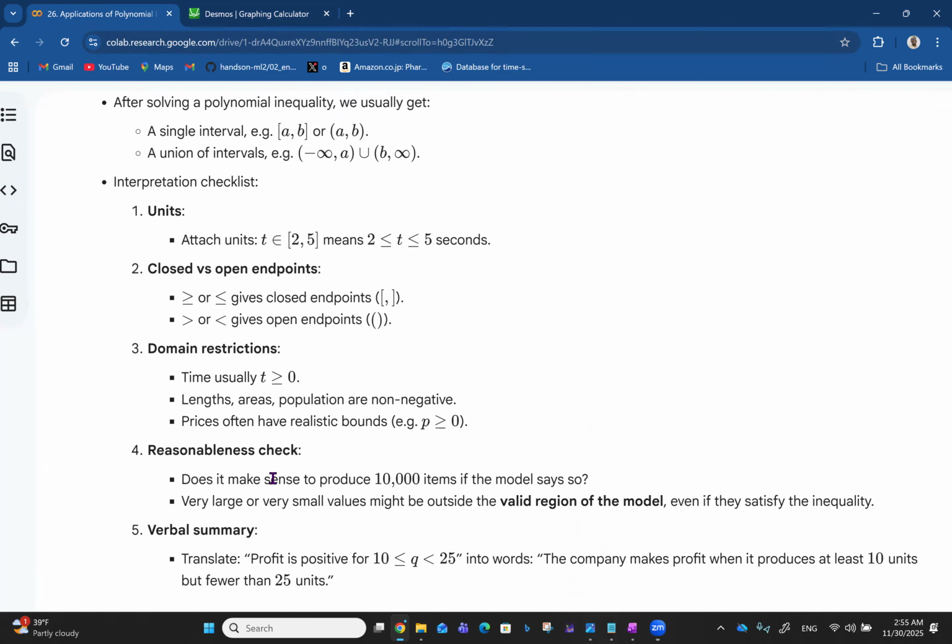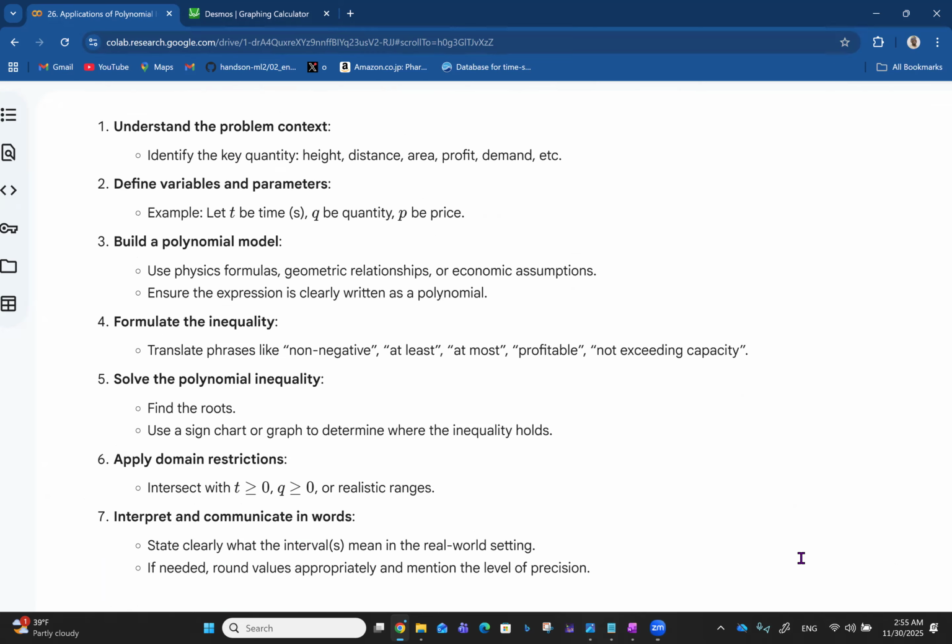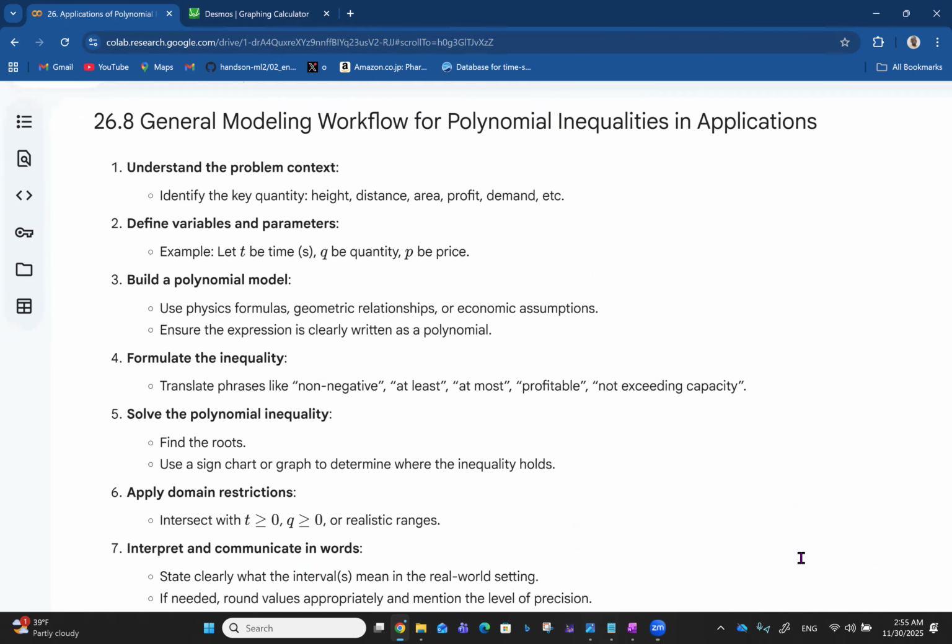The reasonableness check: does it make sense to produce 10,000 items if the model says so? Now that you have the mathematics, in the context of your business you can begin to think about whether it really makes sense. Very large or very small values might be outside the valid region of the model, even if they satisfy the inequality. Then the verbal summary: you can translate "profit is positive for 10 ≤ Q ≤ 25" into what? That means the company makes profit when it produces at least 10 units, but no more than 25 units. That's how it can make business sense to the business owners.